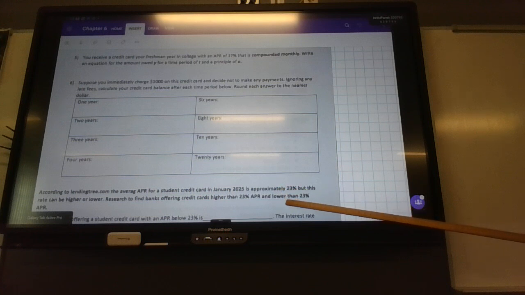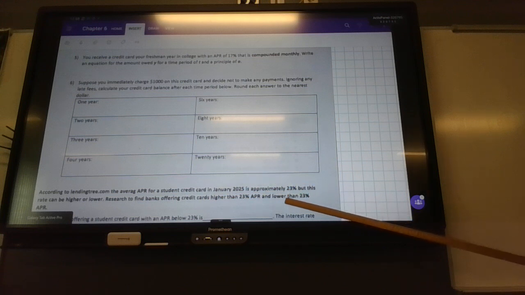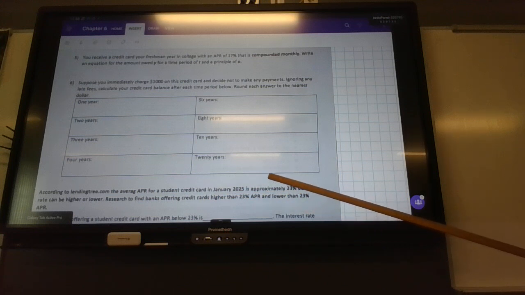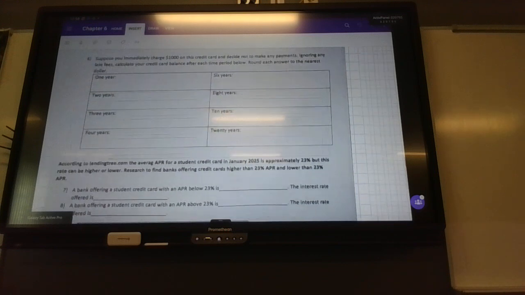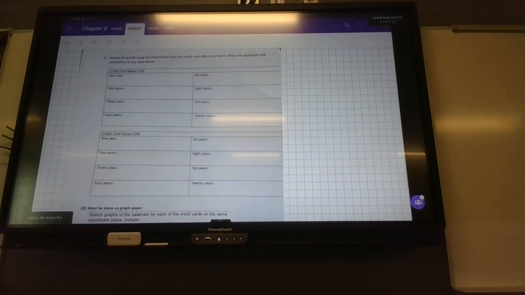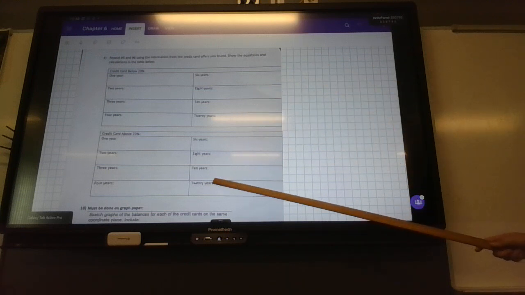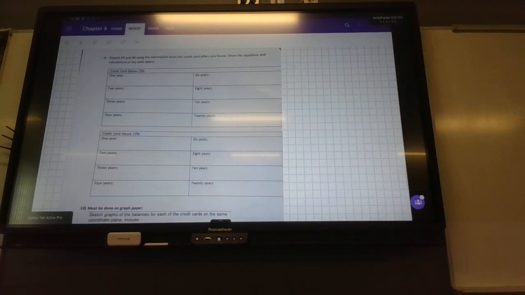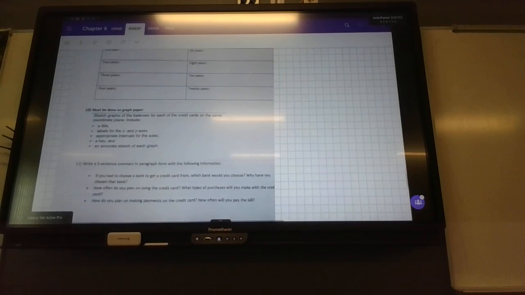Then you're going to research real banks and see how much they're offering students right now. The average in 2025 is a 23% APR. You're going to find a bank that offers a credit card below that and a credit card above that. And then you're going to complete 2 more tables for above and below.